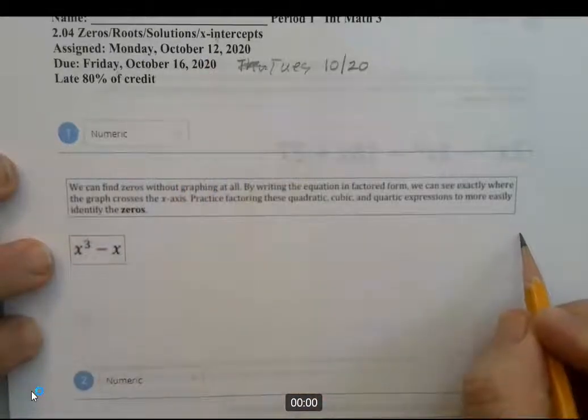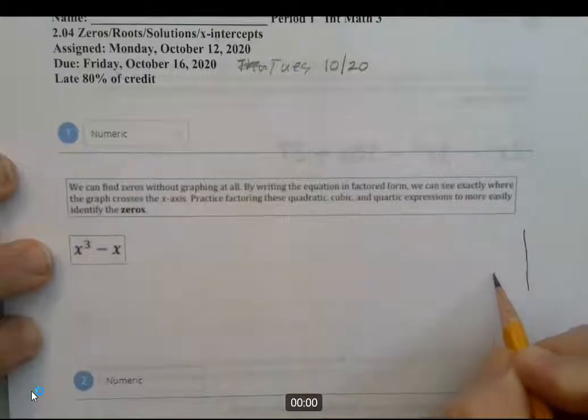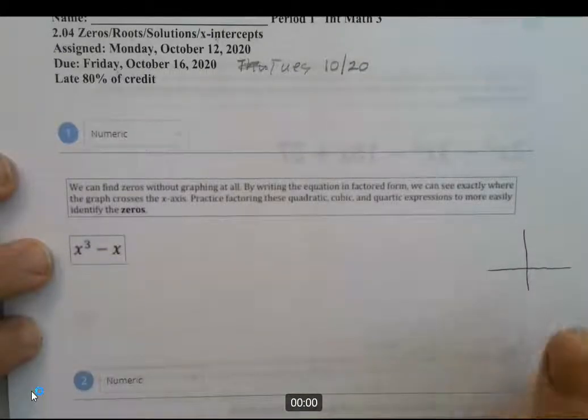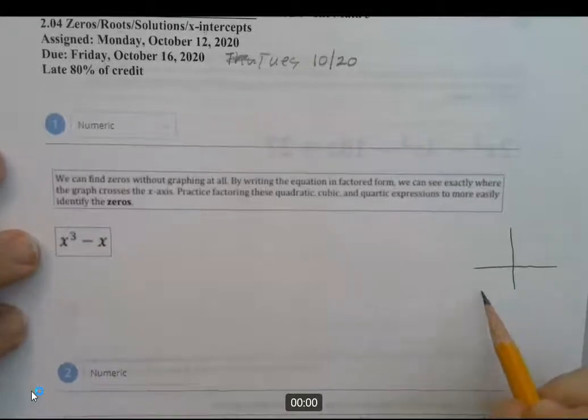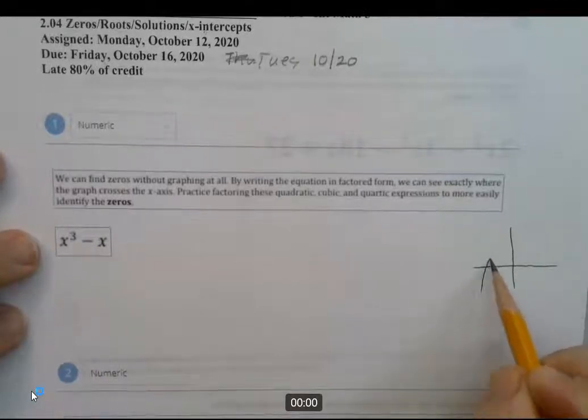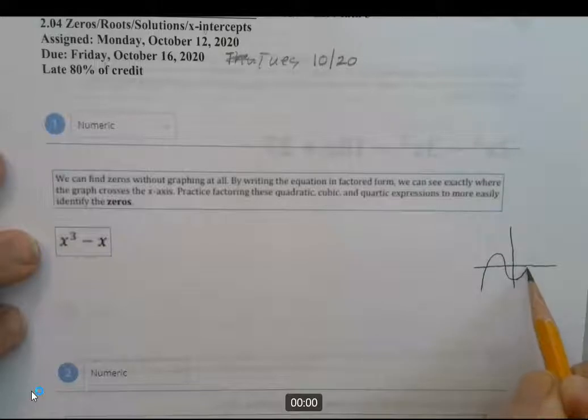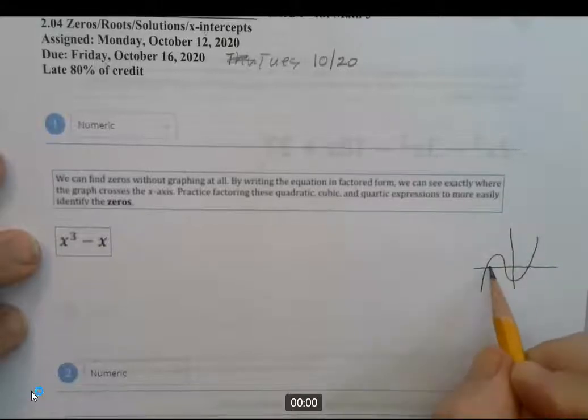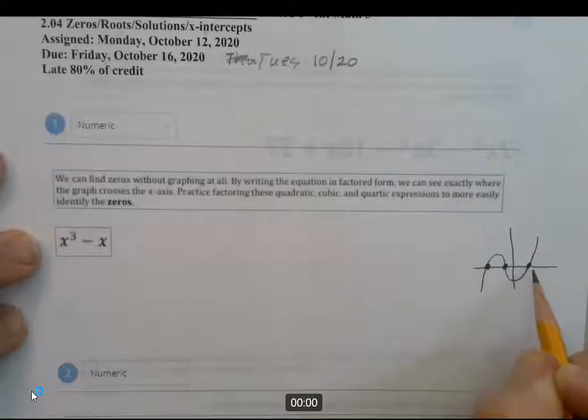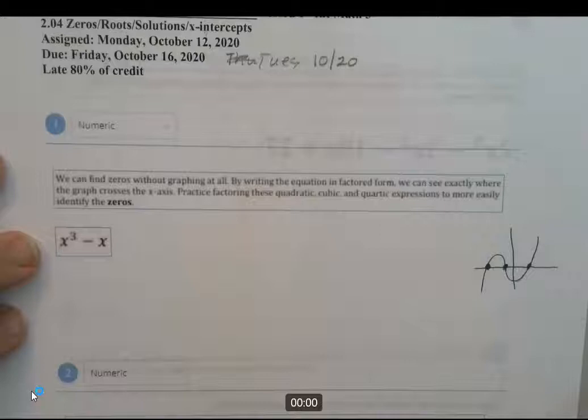So if I draw over here just a sketch of a cubic function, the typical cubic function you're going to see is going to look something like this. Okay, this point right here, this point, and this point are x-intercepts. It's where the function intercepts the x-axis. And those are also called zeros, meaning 0 on the y-axis. They're called roots, or they're sometimes called solutions.